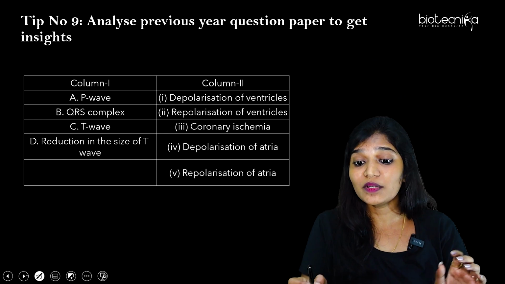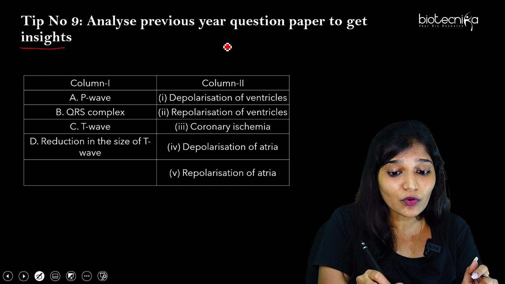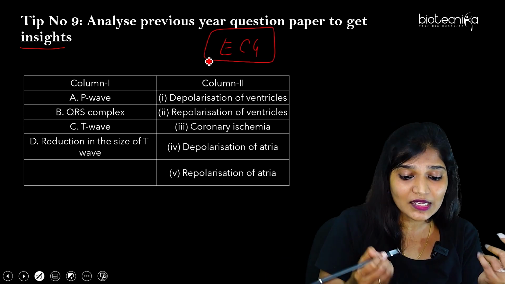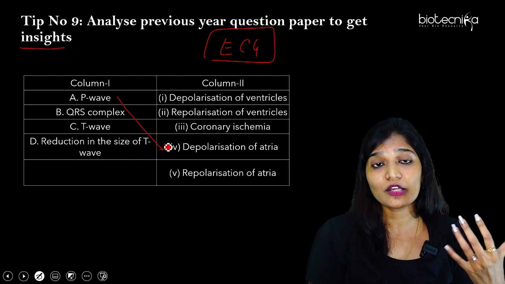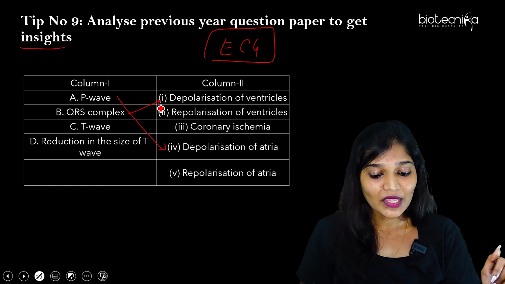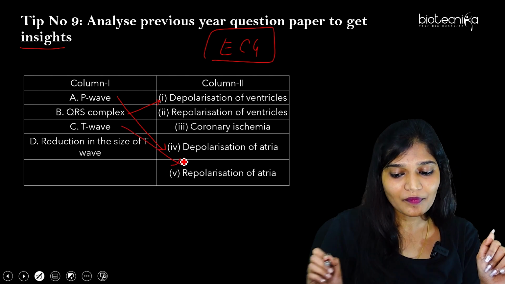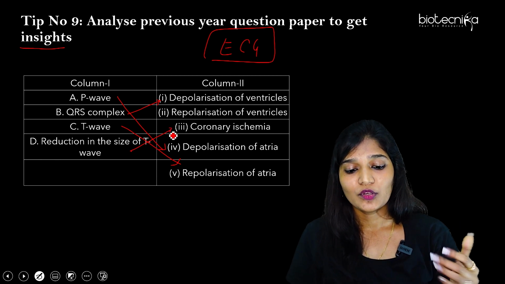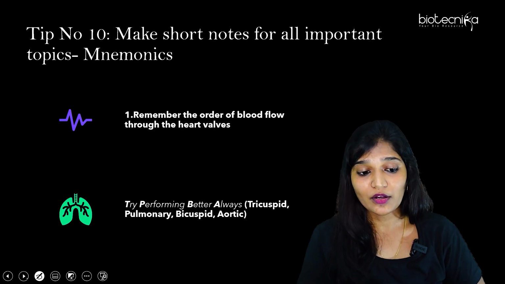Okay. The last one, you can also get insights about match the following question. This is also an ECG question, very important. So you used to get questions like this. So P wave is depolarization of atria, which means the contraction. QRS is the depolarization of ventricles, and T wave is going to be the repolarization of atria, and reduction in the size is coronary ischemia. So this is the next one, which is very simple. So practice previous year question paper.